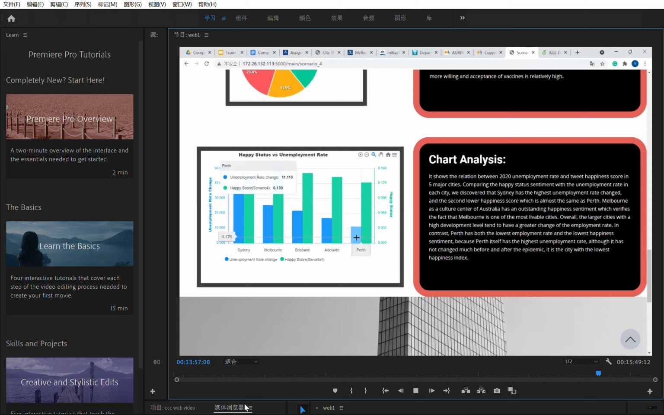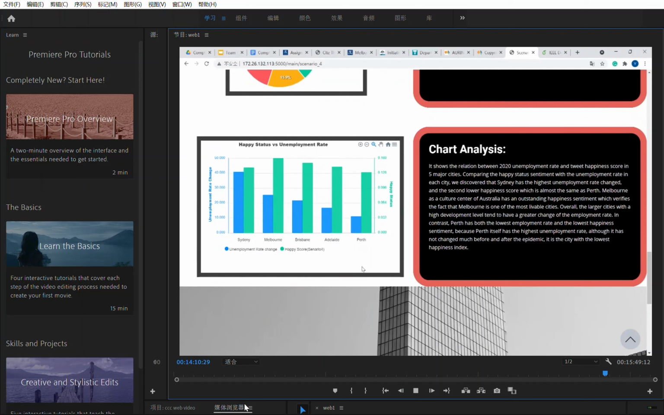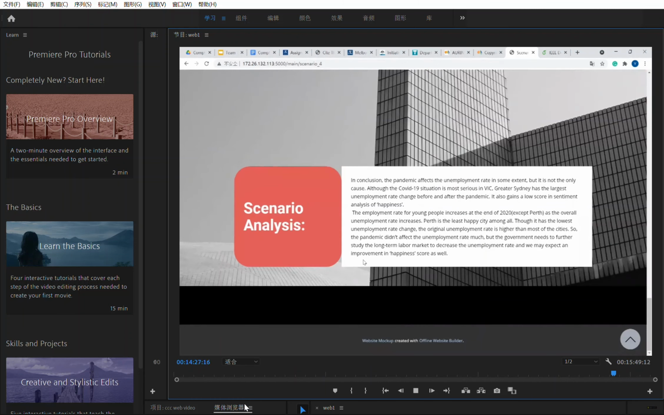While Perth has the least unemployment rate change, it has the lowest happiness score. From the original data, we know that although the unemployment rate change is small in Perth, the unemployment rate in Perth is always very high and is higher than other areas. So in this section, the pandemic affects the unemployment rate to some extent, but it's not the only cause.